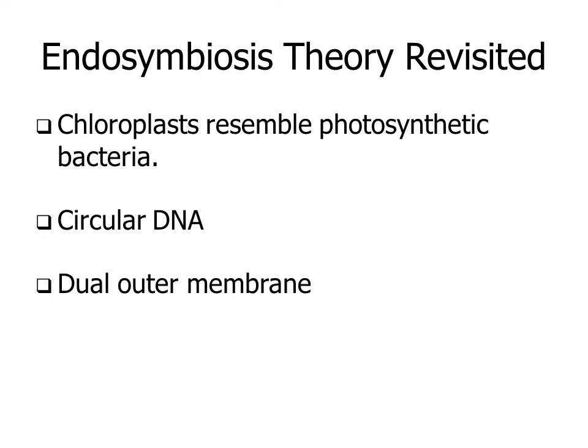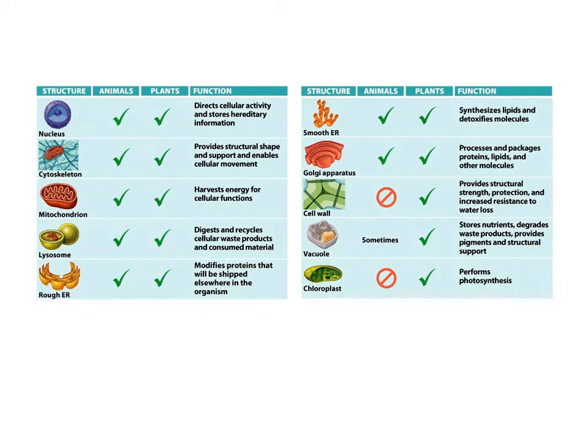So according to endosymbiosis theory, the chloroplasts remained alive, and rather than becoming a meal, they became the cell's meal ticket, providing food for the cell in exchange for protection. So here's a review of all the parts of a cell and their functions.